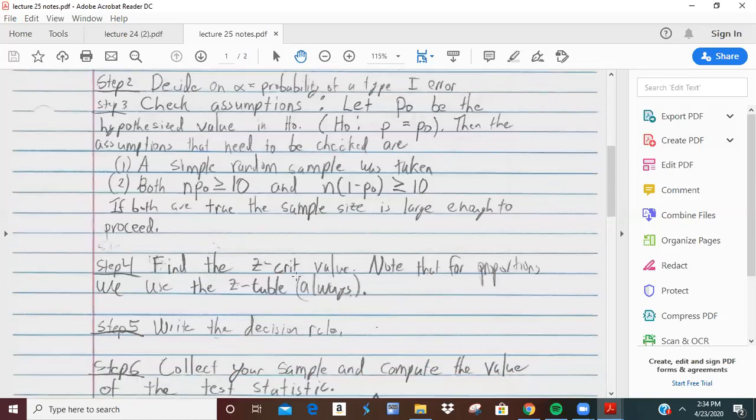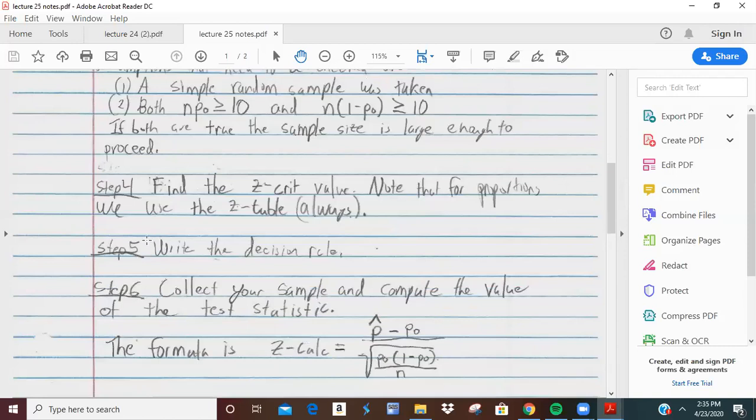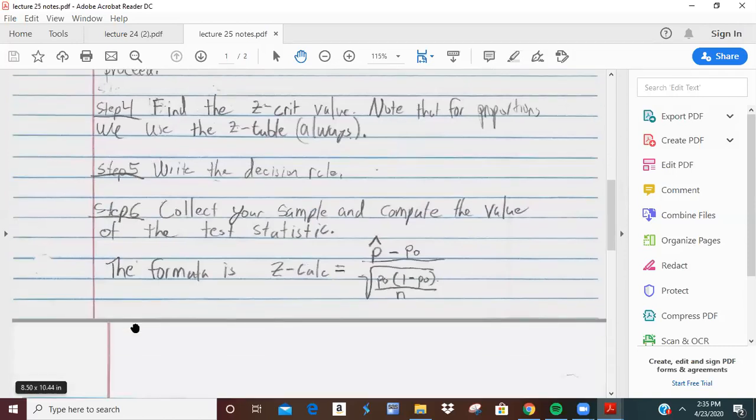We're going to find a z critical value. When we did means, we talked about a t critical value, but for proportions, we're always going to use z values because we don't have to estimate the population standard deviation. We'll write down the decision rule. A lot of people had problems with this on the test. I was asking something simple, but a lot of people skipped ahead and wrote down something more complicated, and I gave them credit anyways. I think I'll get rid of this in future exams. It's just confusing people. We'll collect a sample and compute the value of our test statistic.